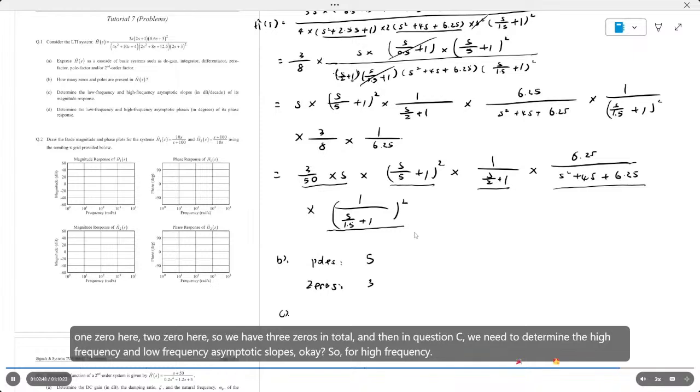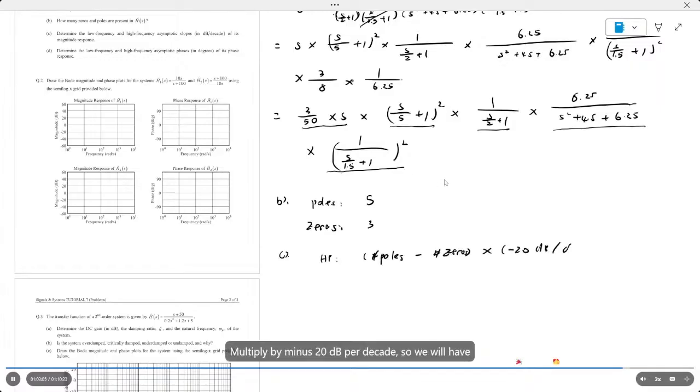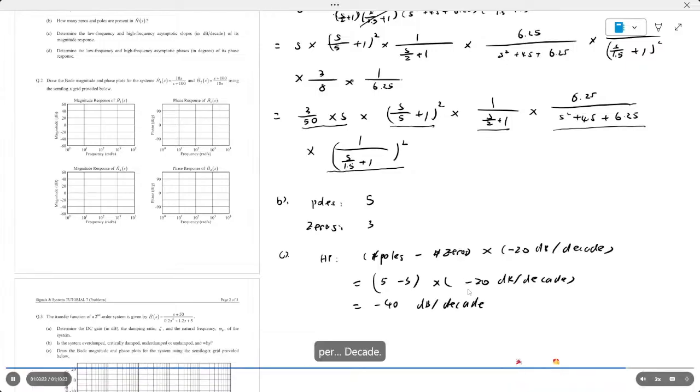And then in question C, we need to determine the high frequency and low frequency asymptotic slopes. Okay. So for high frequency, we will have the number of poles minus the number of zeros multiplied by minus 20 dB per decade. So we will have 5 minus 3 multiplied by minus 20 dB per decade. As a result, it is equal to minus 40 dB per decade.